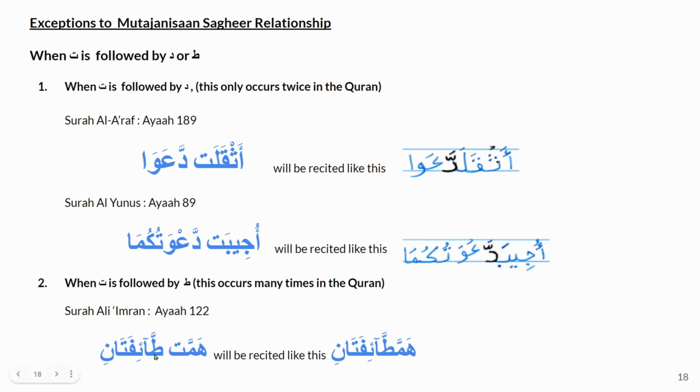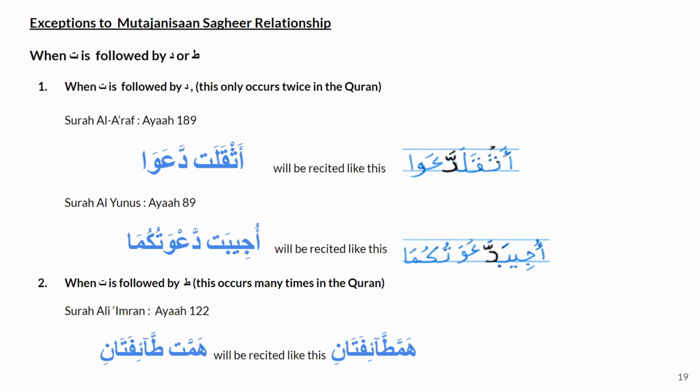We will directly go to letter ta. We will not recite letter ta with idhar by giving its hums. No tarqiq of letter ta. Instead, we will directly go to letter ta, and we will recite it like this.